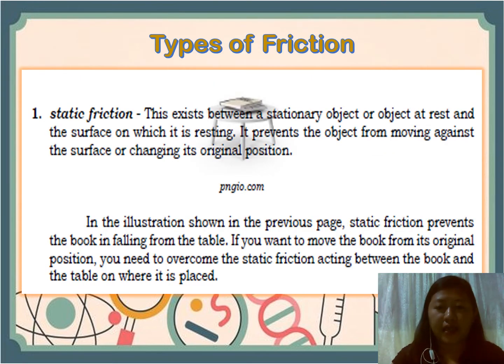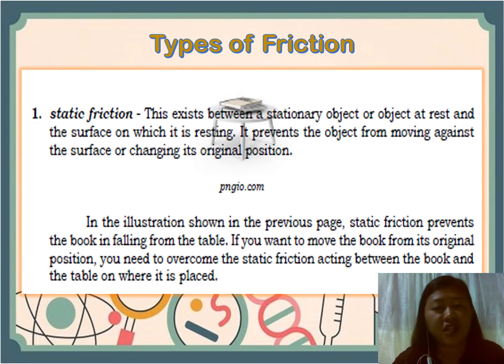Okay, let us look at the types of friction. So let's start with static friction. This exists between a stationary object or object at rest and the surface on which it is resting. It prevents the object from moving against the surface or changing its original position. So you have here a picture of a book on top of the table. So static friction exists in this picture. So the book is not moving, it is at rest, it is fixed in one place. So there is static friction between the book and the table.